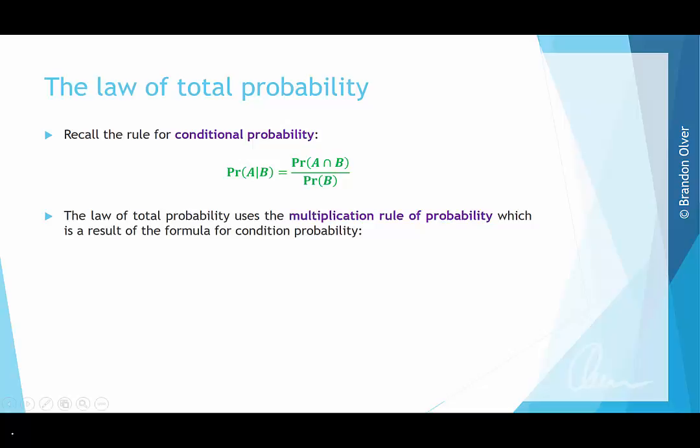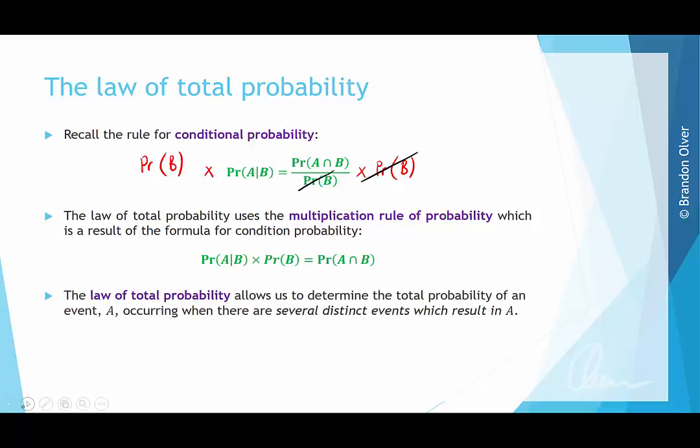The law of total probability uses the multiplication rule of probability, which is a result of the formula above. So what we're going to do here is multiply both sides by the probability of B, and you should see that those will cancel. And what you'll be left with is this rule, which is the multiplication rule of probability, which says that the probability of A, given that B has already occurred, times the probability of B is equal to the probability of A intersecting B. And this is used to give us the law of total probability.